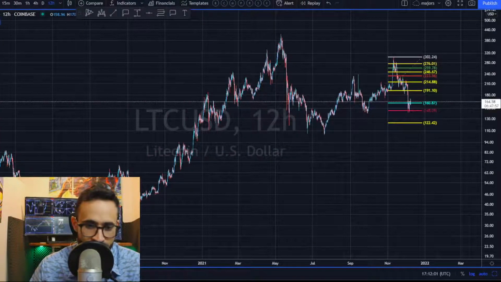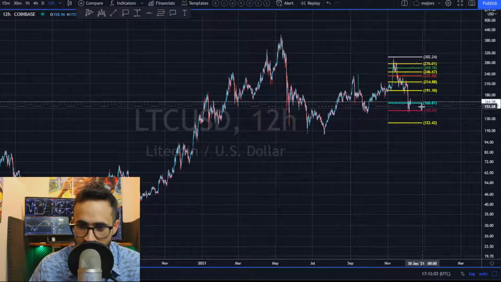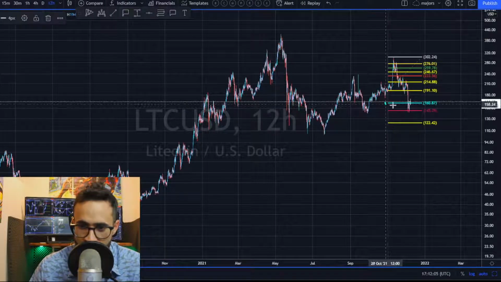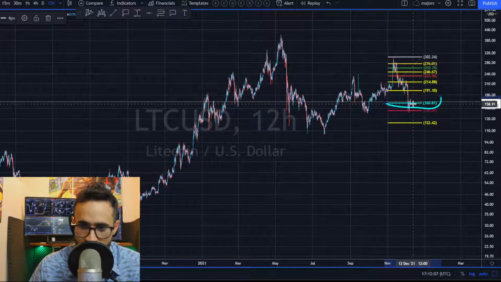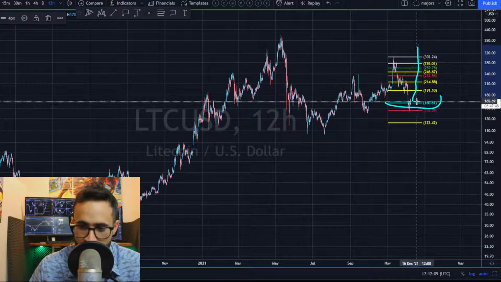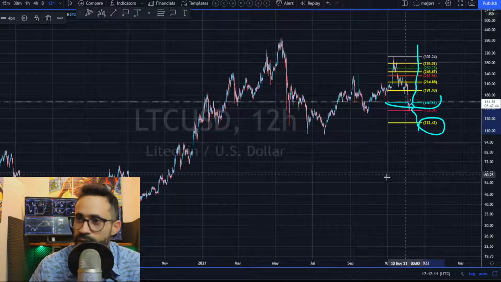And this looks promising, right? I feel like theoretically, if 160 holds on another test, we should start creeping back up, right? But if that starts to fail and we break 145, then I think like 122 is inevitable.